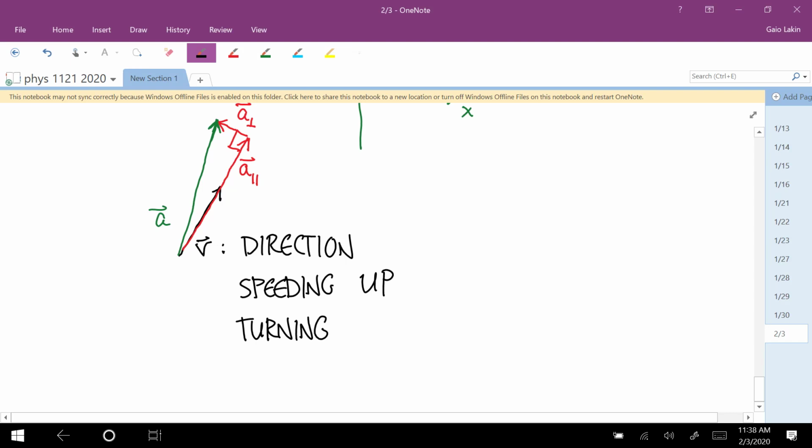And it's turning that way. Any questions about that?